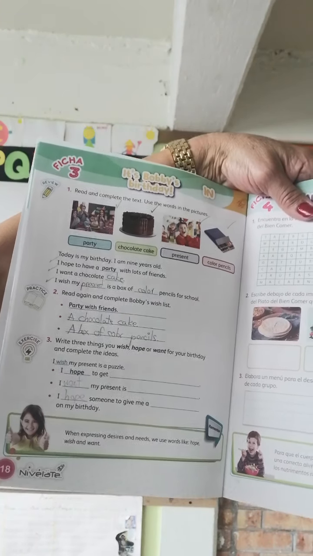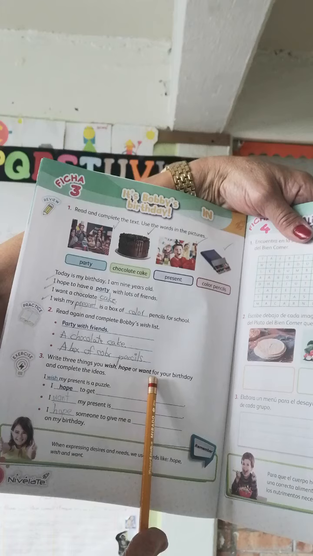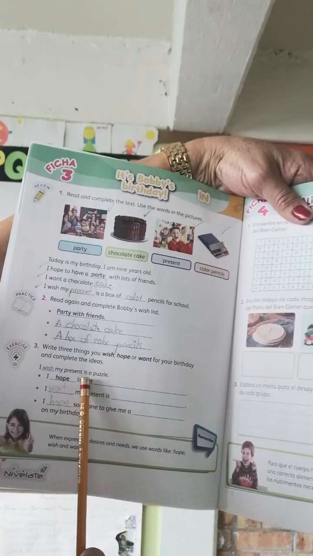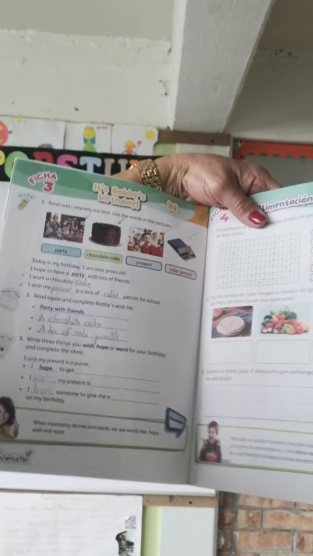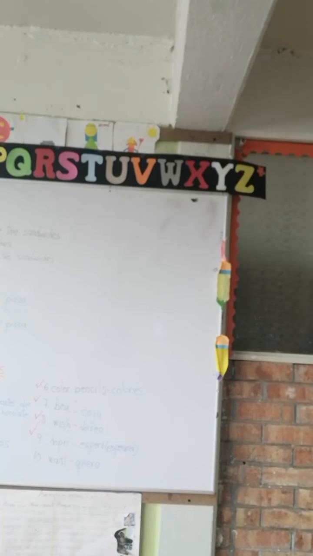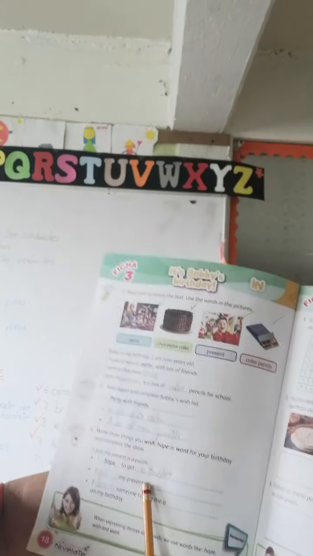Okay, let's continue with activity number 3. Kids, okay, we have here. Write three things you wish, hope, or want for your birthday and complete the ideas. Okay, I have here the number one. I wish my present is a puzzle. Okay, I hope to get. What do you want to get? For example, a tablet, a computer, a ball. I don't know, I'm going to write a tablet. Okay, a tablet. What do you want? I want a tablet. Okay? For example, I want, you are going to write here, want, my present is a what?